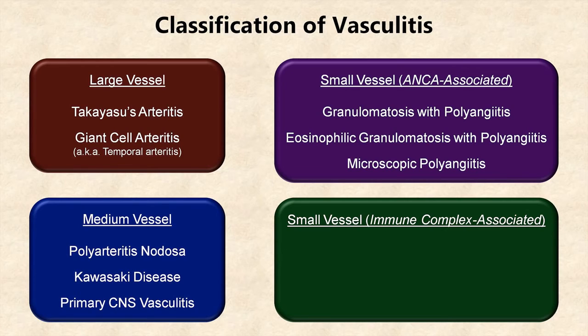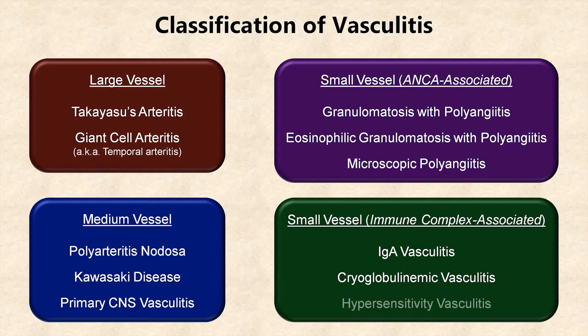The final category of immune complex associated vasculitis includes IgA vasculitis, a typically self-limited disease seen mostly in children, which is characterized by palpable purpura, abdominal pain, arthralgias, and renal involvement, usually limited to hematuria. Cryoglobulonemic vasculitis, which is caused by antibodies called cryoglobulins, which precipitate when the temperature drops below body temperature. Most cases are triggered by chronic hepatitis C infection.